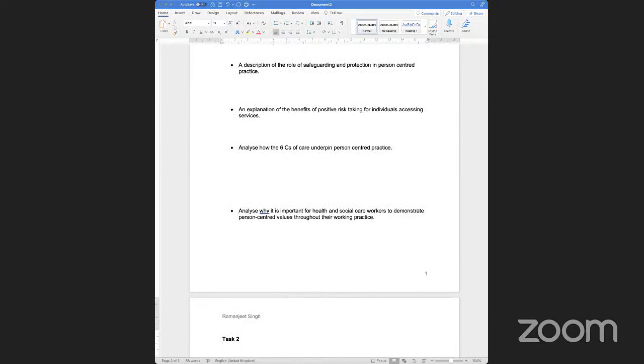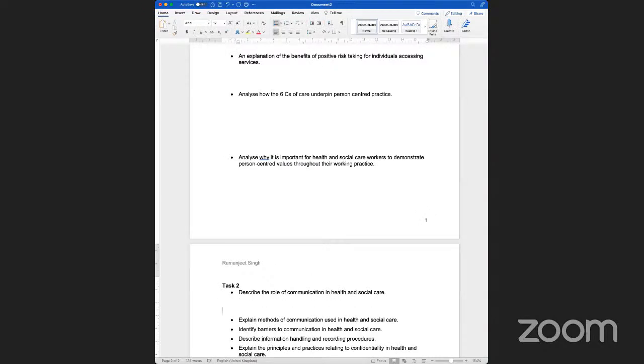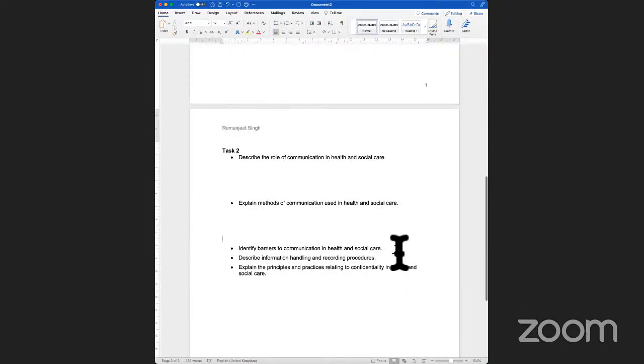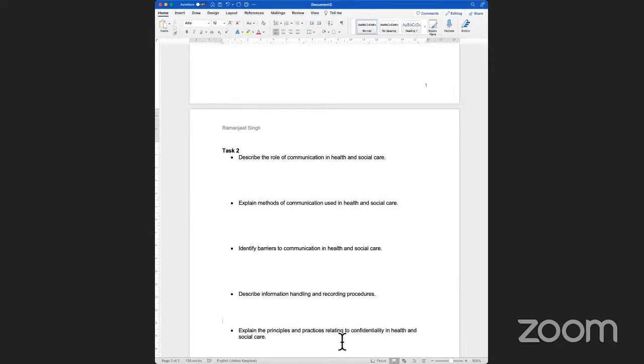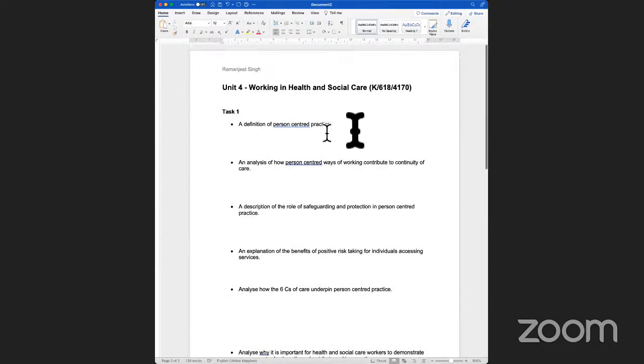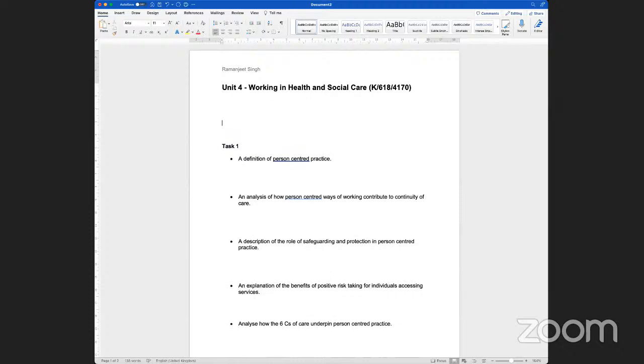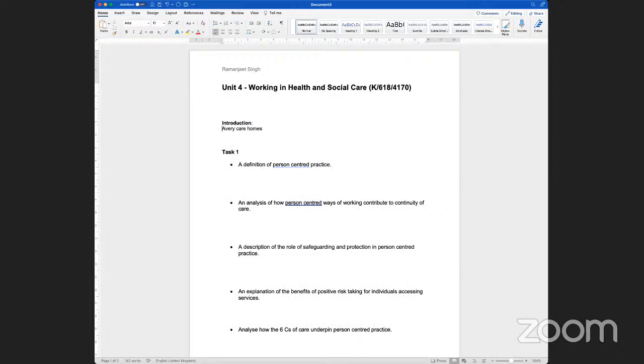Then again, I copy and paste some of the bullet points of task two, which conform to some of the assessment criteria. I'm going to create some space, because I'm going to compile the evidence that I'll be putting in here. Once I've done that, when I create my assignment, I'm going to structure it so that before task one, I write a bit of an introduction. Here I would write an introduction about Every Care Homes, because this is the organization that I'm going to take while I do my assignment.